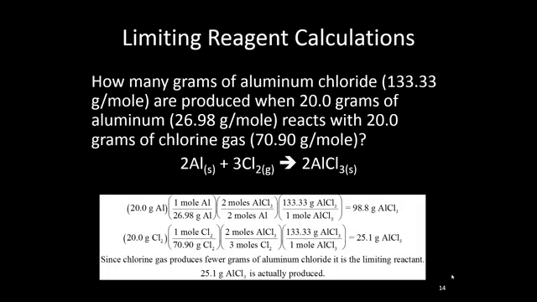Limiting reagent problems do not present any new material to chemists. They simply require us to perform more calculations, one calculation beginning with the starting amount of each reactant, in order to determine what the yield, or the theoretical yield, of the reaction is.